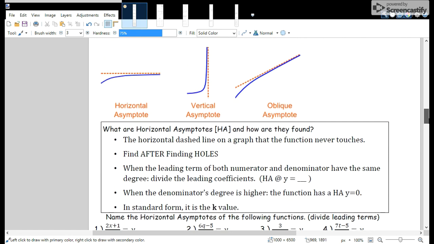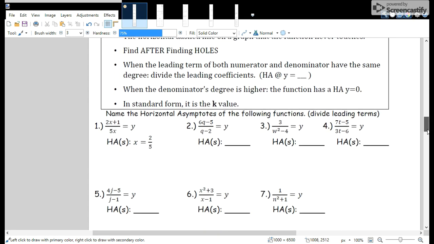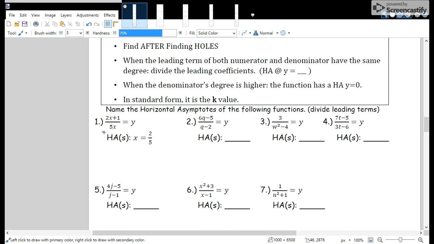Horizontal asymptotes. What are horizontal asymptotes and how are they found? The horizontal dashed line on a graph that the function never touches. You do this after finding the holes. When the leading term of both numerator and denominator have the same degree, you divide those leading coefficients. When the denominator's degree is higher, the function has a horizontal asymptote at y equals 0. In standard form, it is the k-value. And that should be a y right here.